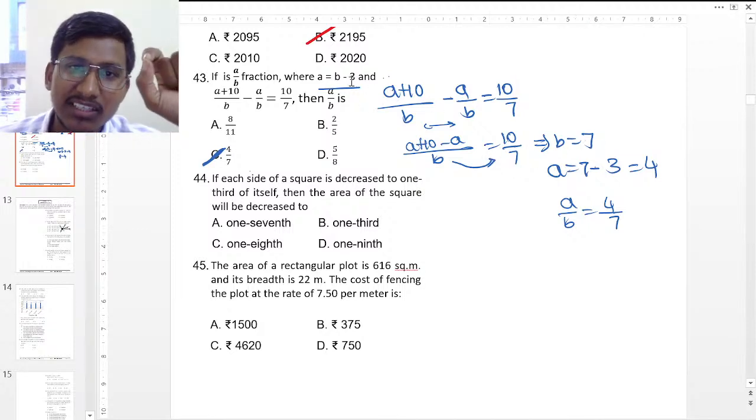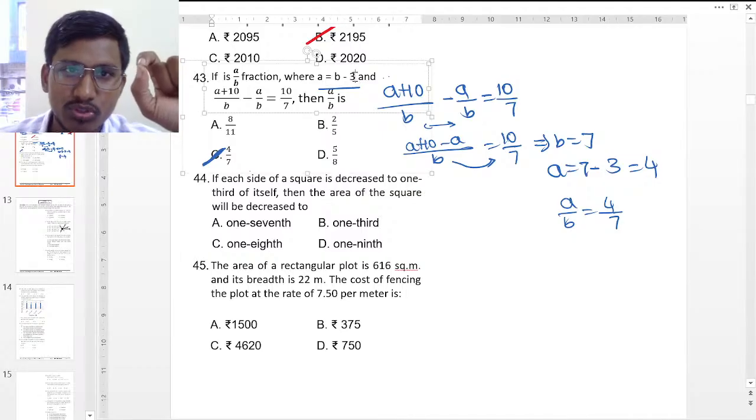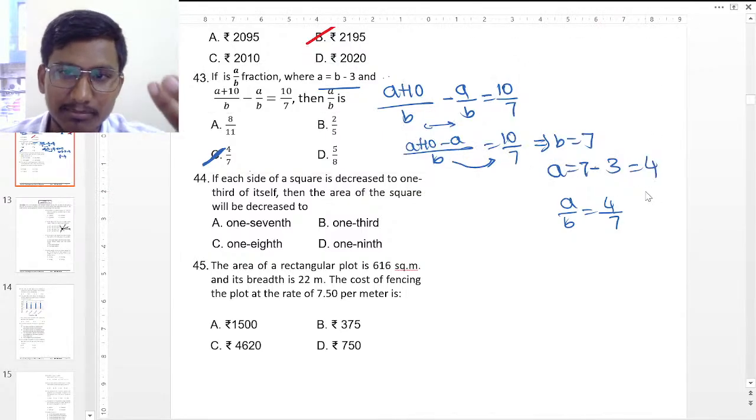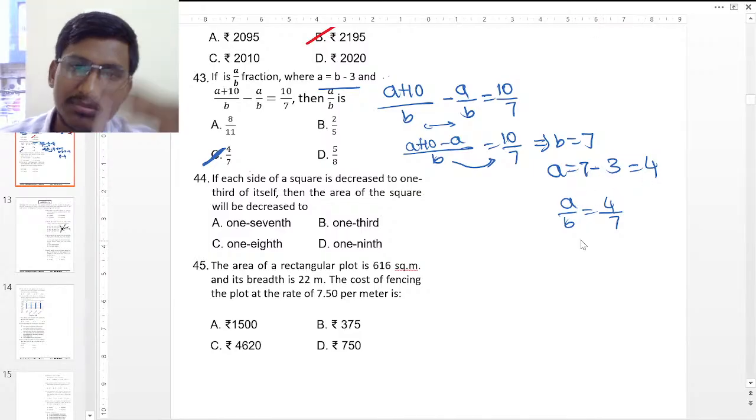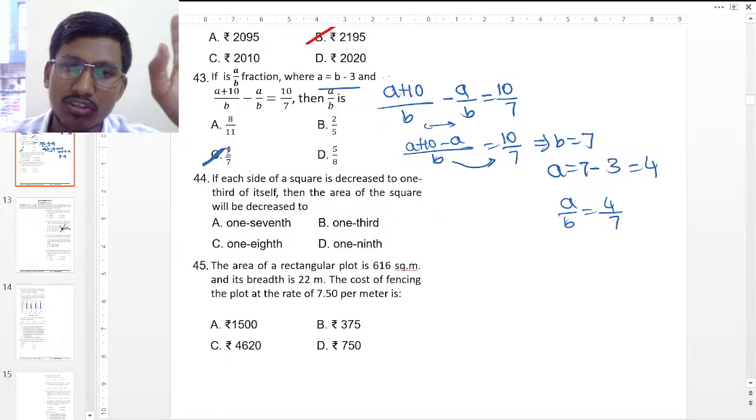So a will be, it is here, b minus 3. So b is 7 means 7 minus 3, and the answer will come as 4. So a by b will be 4 by 7, answer option C.